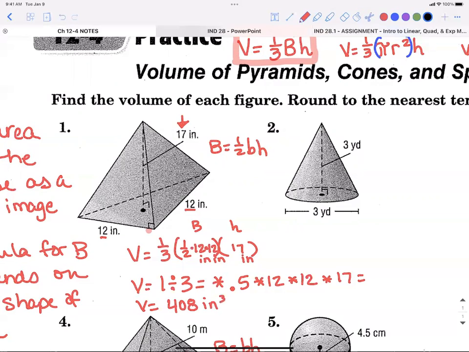Cubed. Why cubed? Because there's 1, 2, 3 inches in our formula, which means inch times inch times inch is inches cubed. And that would be your final answer.